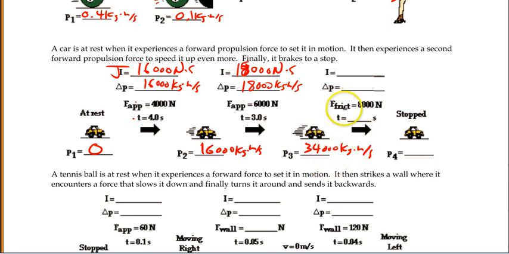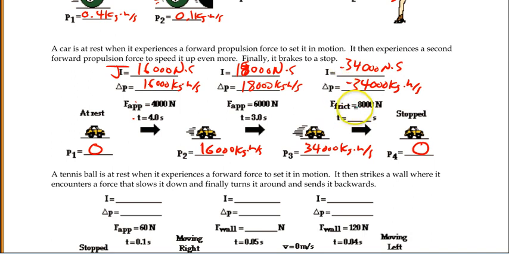Now we are braking from there to a stop. That means our momentum in the end is going to be 0. We went from 34,000 to 0, so our change of momentum is negative 34,000 kilograms times meter per second. That means our impulse is negative 34,000 Newton seconds.